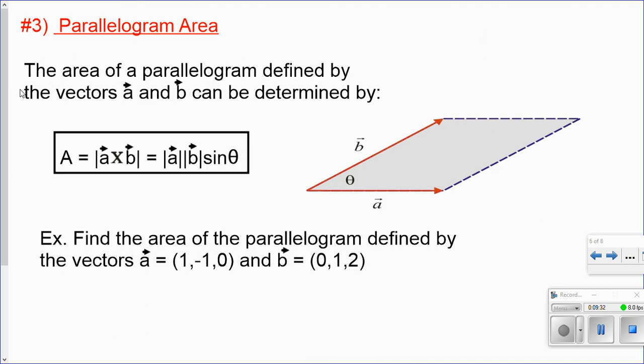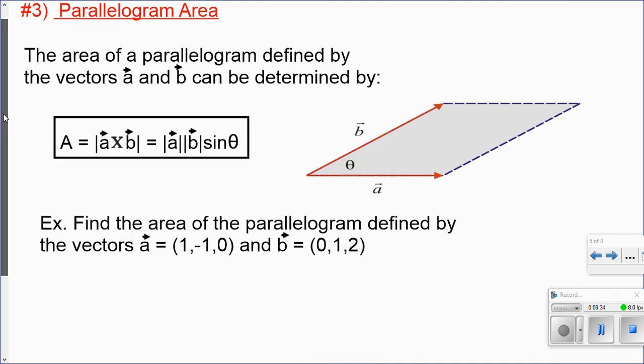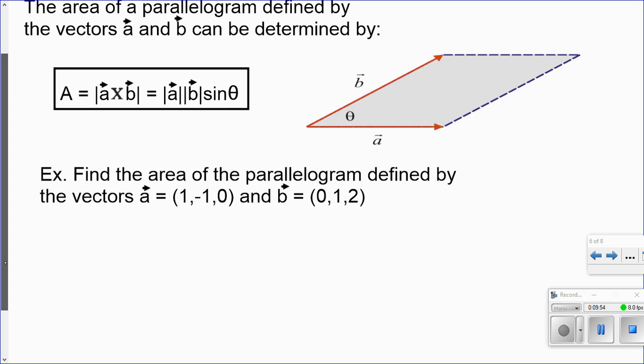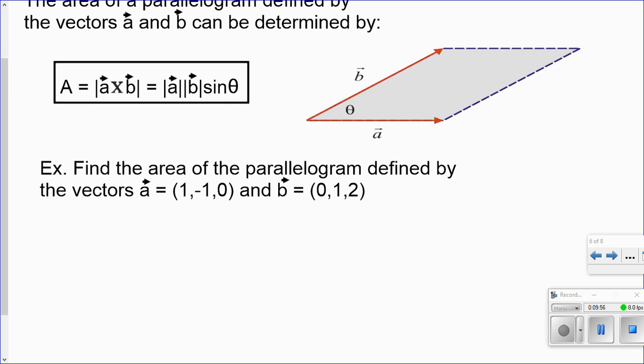Parallelogram area. The area of a parallelogram is defined by 2 vectors and the sine of the angle. We've seen this idea in the parallelogram law, and we can take the cross product of these 2 vectors and find the magnitude of it, or we can use the magnitude of A times the magnitude of B times the sine of theta. Either way, I don't always need the angle, I can just use my vectors.